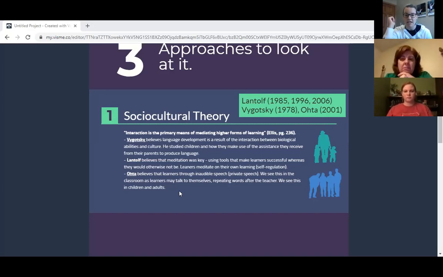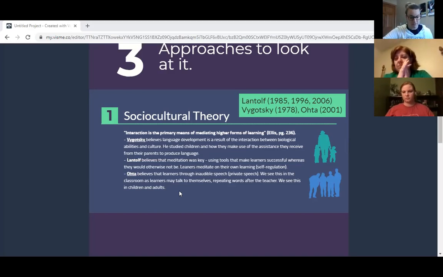So I thought that was really interesting how language is developed not necessarily just through explicit rules, but through that implicit learning approach again. Children watch their parents and then they produce language. They copy them, they imitate them. So Vygotsky was really interested in looking at that element in that specific age group. Lantolf believes that mediation is key, and he talks about using tools that make learners successful, whereas they would otherwise not be, and learners mediate their own learning, such as self-regulation.